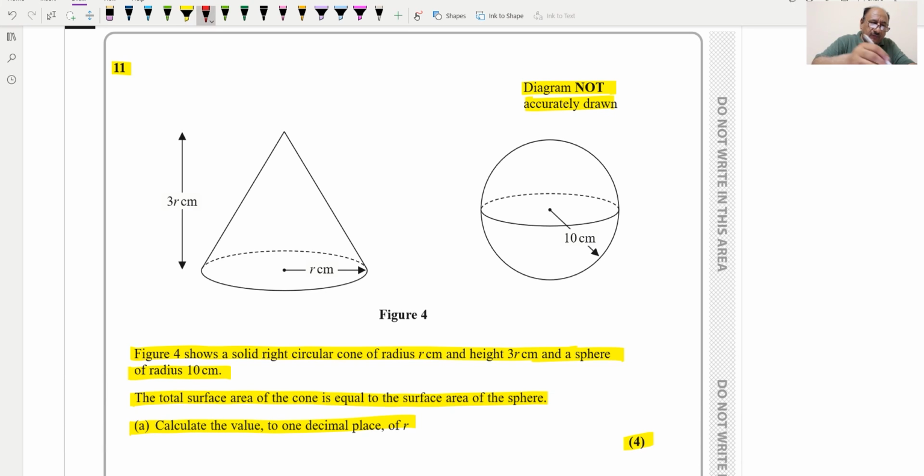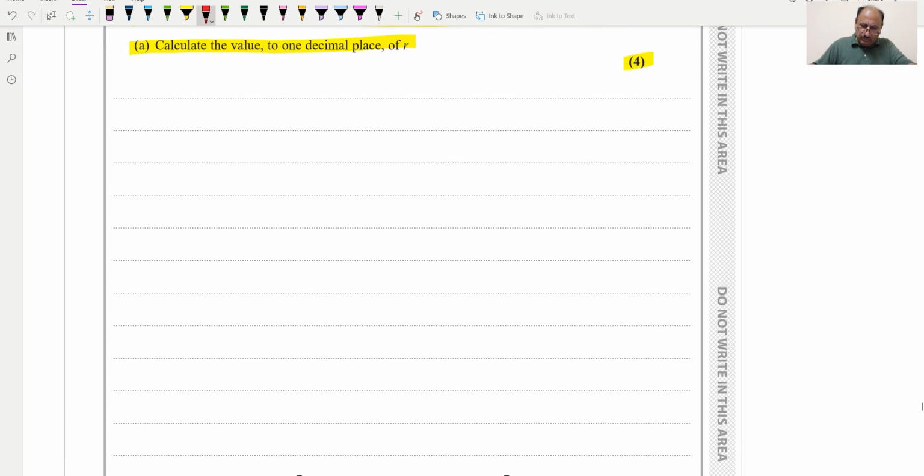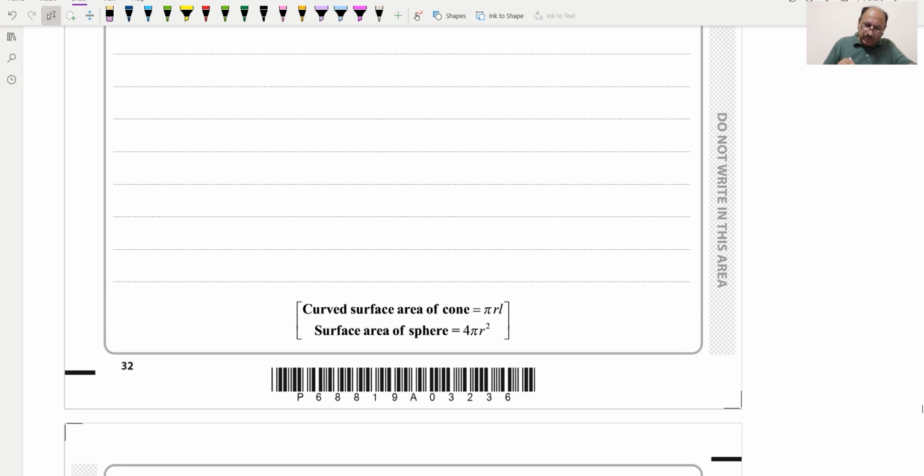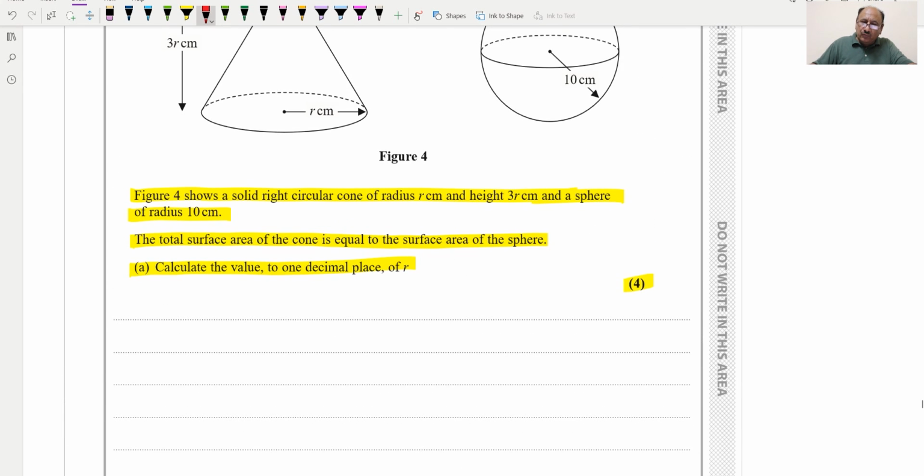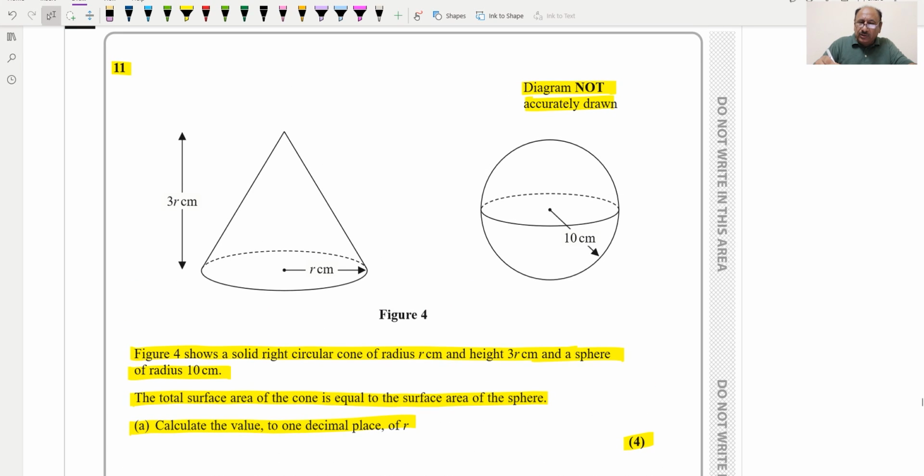So first of all, we can calculate the surface area of the sphere, which is 4 pi r squared. We can apply it here: 4 pi r squared, and r is 10, so 10 squared, which is 100. So this will be 400 pi, and this is the surface area.